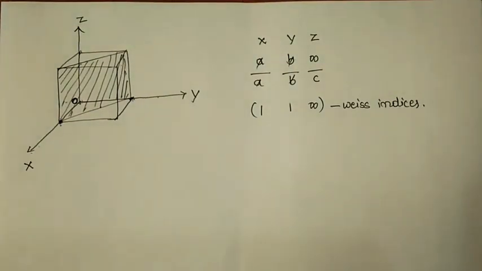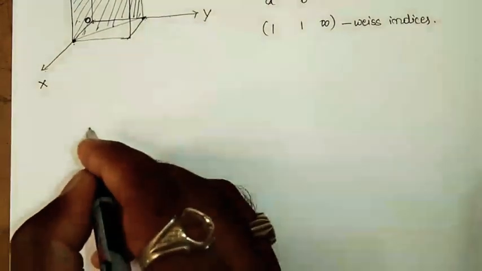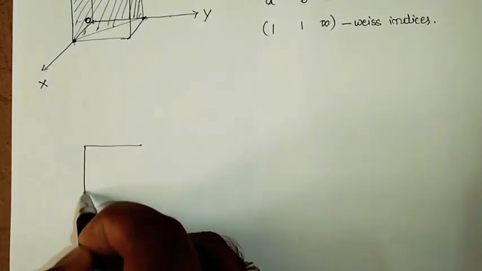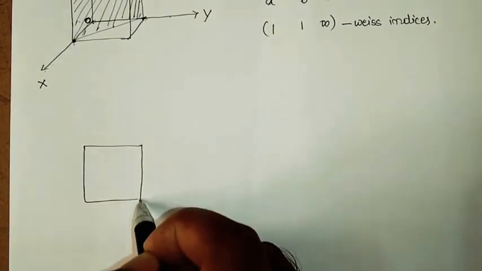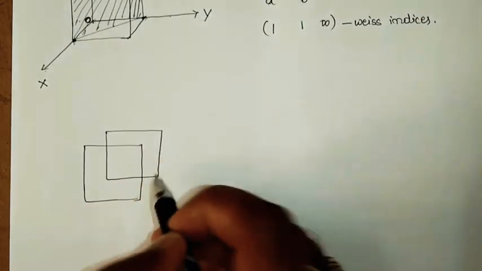Like this, we can develop the Weiss indices for any plane which is given, so that it is possible to understand the exact orientation of the plane in a crystal. We shall consider one more plane in a cubic crystal. Let me consider one more plane, this one.